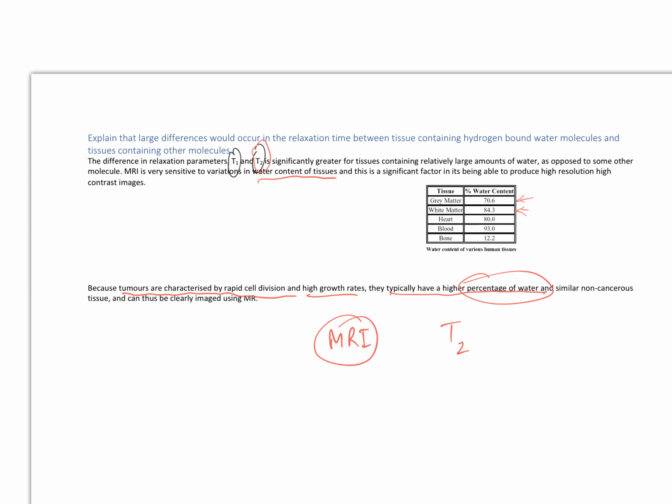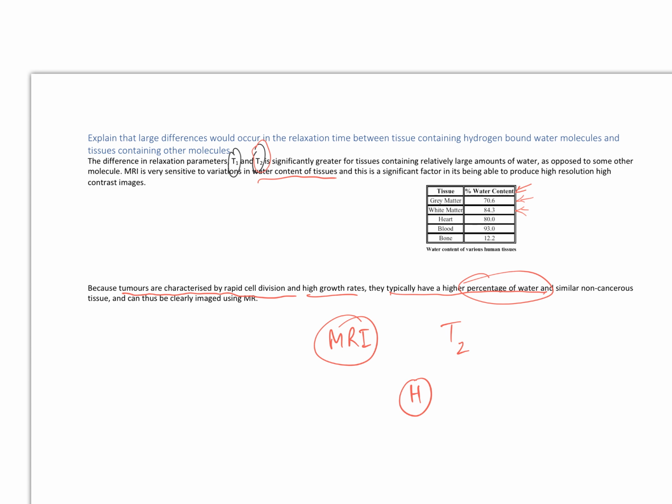So the T1 and T2 times indicate whether there's a lot more water, percentage of water content, or shorter times, so T1 is shorter, if there's more carbohydrates or lipids or other things that have hydrogen in them.